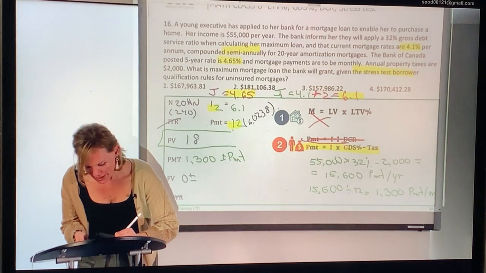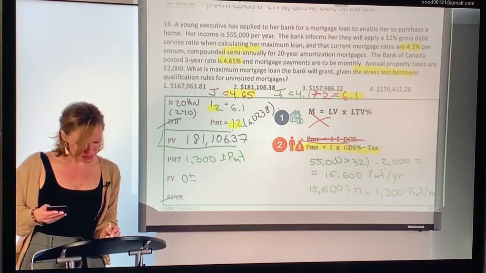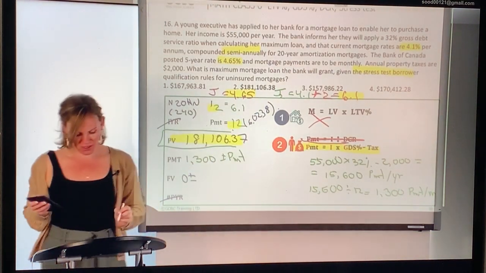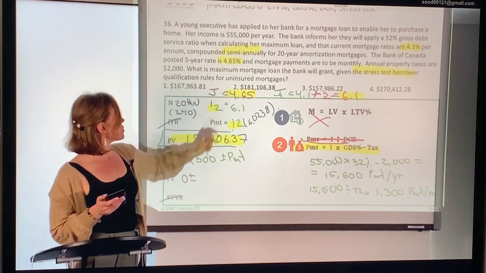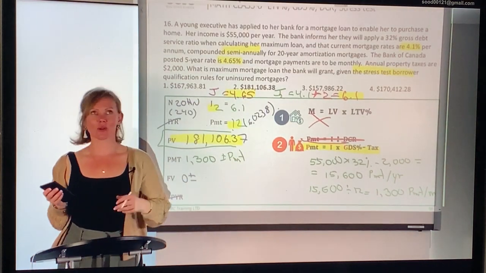Mine came up as 181,106.37. Okay? If I look back at the answer, this is how much they can lend her based on her income, including the stress test at 6.1%. So yes, the answer came up to option number 2, right? It matches. It's perfect. So we're done with all the math questions on the stress test and all the other stress test questions.